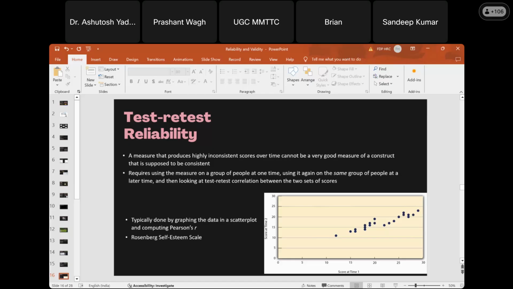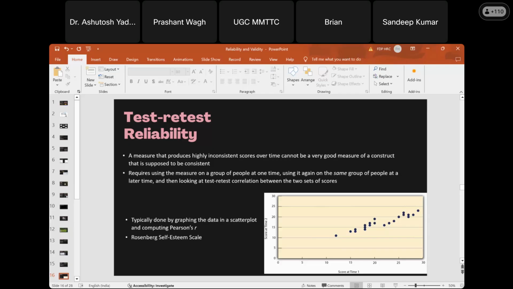shows the correlation between two sets of scores of several university students. एक रोजनबर्ग का सेल्फ एस्टीम स्केल होता है, so that was administered 2 times एक एक हफ्ते के गैप पर. एंड पियर्सन्स का जो हमारा R कोफिशिएंट था कोरिलेशन का इस डेटा के लिए was positive 0.95 और जनरली टेस्ट रीटेस्ट कोरिलेशन ऑफ 0.80 positive or greater is considered to indicate good reliability.